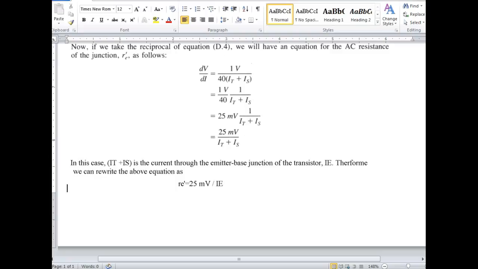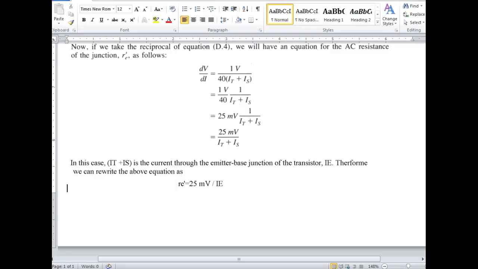So RE prime, and it says equal, but that's only going to be equal exactly at an exact temperature, right? You understand that? But this is what we're going to use for approximation. So it shouldn't say equals, it should be approximately 25 millivolts over IE. Now IE is your bias current, because in AC, even when RE prime changes, it's going to be averaged down the center, right? You understand that? So 25 millivolts over IE, that's the way we can calculate the dynamic resistance of a p-n junction. Are you okay? Yes or no?